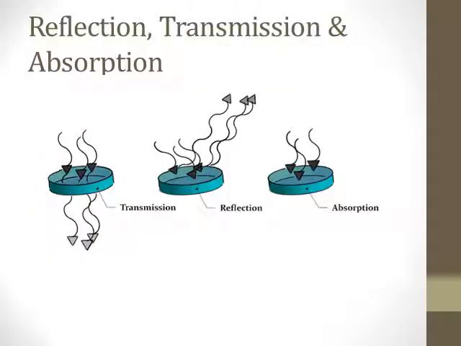When waves hit different objects or different boundaries between objects, one of three things can happen to them. They can be reflected at that boundary, bouncing off. They can be transmitted, pass through that boundary. Or they can be absorbed, soaked up at that boundary, and the energy does not pass on.